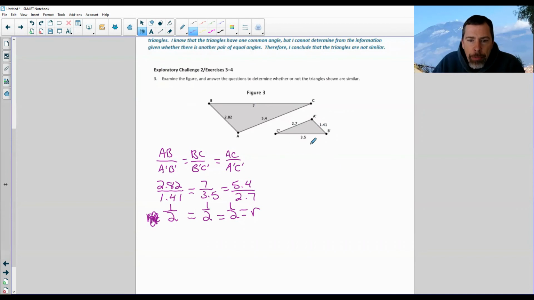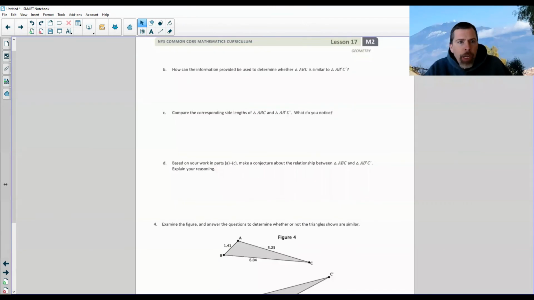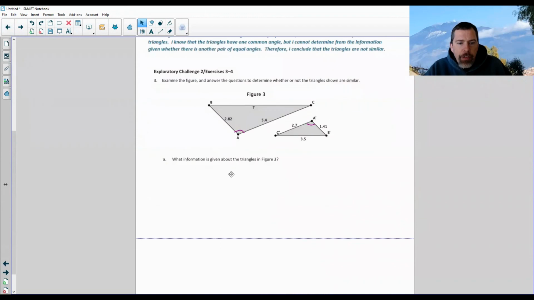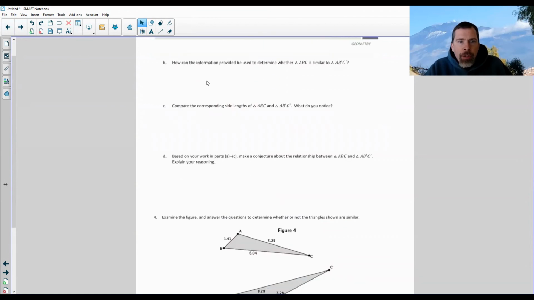Okay, so since we have a proportionality, we have to assume that the corresponding angles are congruent. So angle A should be congruent to angle A prime, and so on. Okay, page 5 brought us to part B. So then I realized, where did part A go? So I'll go back. It is right here. And it says, what information is given about the triangles in figure 3? Well, the only information that is given is the side length measures. Part B says, how can the information provided be used to determine whether triangle ABC is similar to triangle A prime B prime C prime?